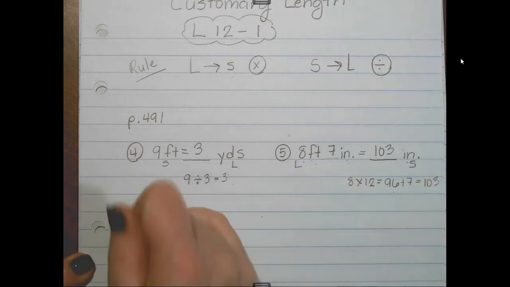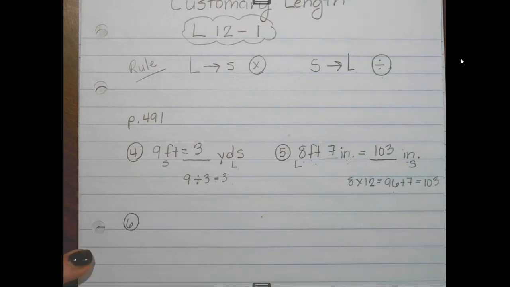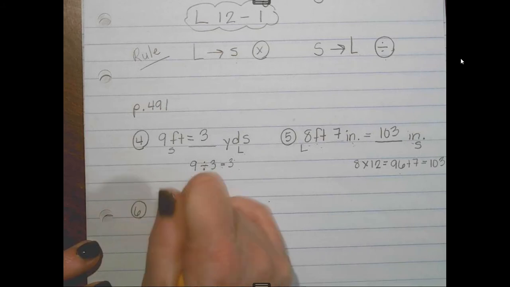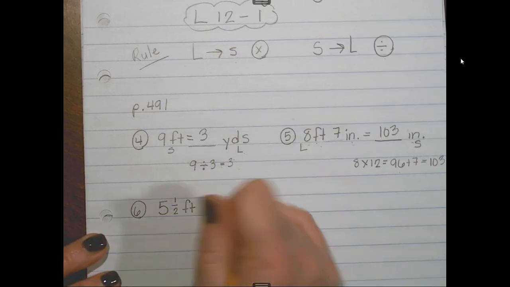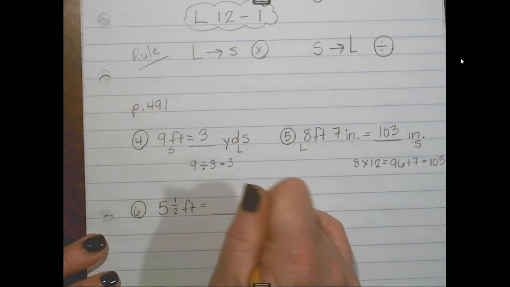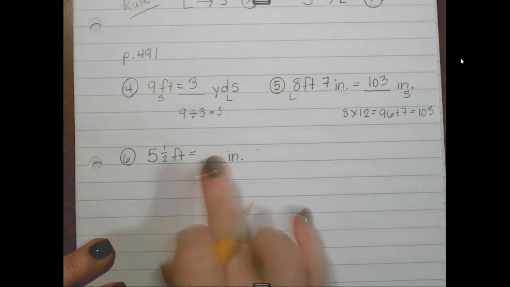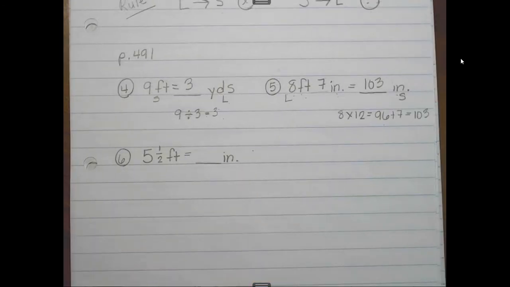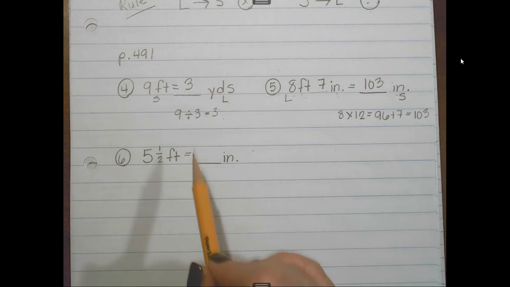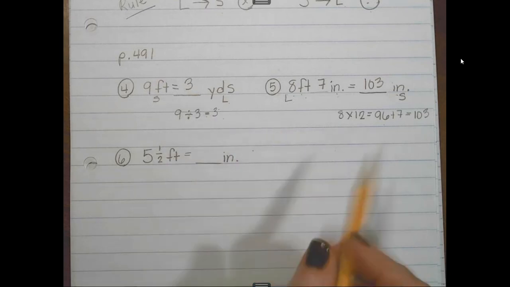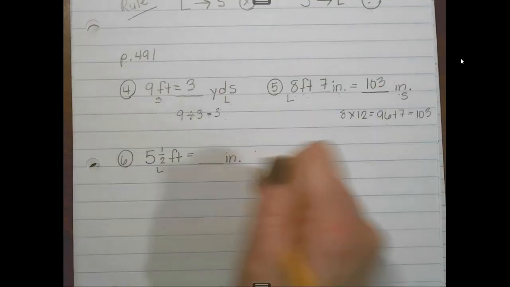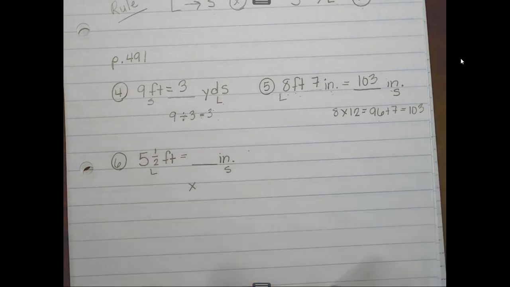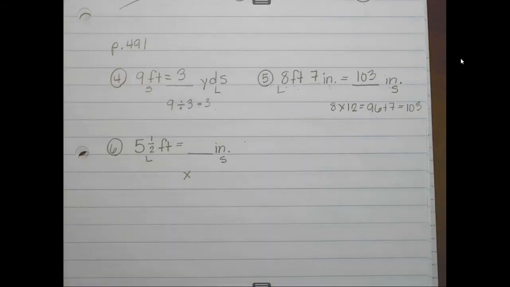All right, number 6. We're going to be converting 5.5 feet to inches. And again, I like to see you guys tell me where we're moving. Are we moving from smaller units to larger or larger to smaller? I do like to see that on your paper. There are 12 inches in a foot, so I know that I am going from a larger unit, feet, to a smaller unit, inches. So I know that's going to be multiplication. Many more inches to take up 1 foot.